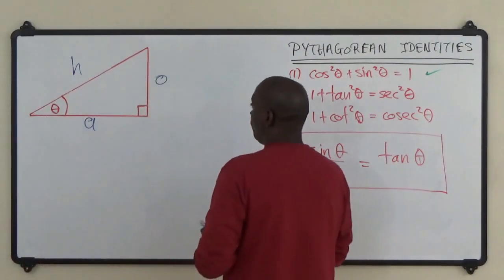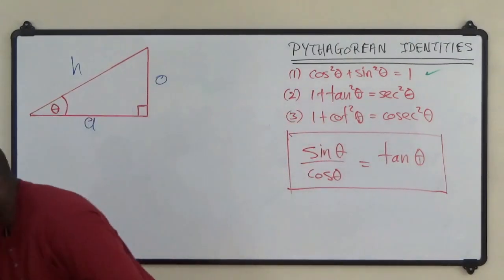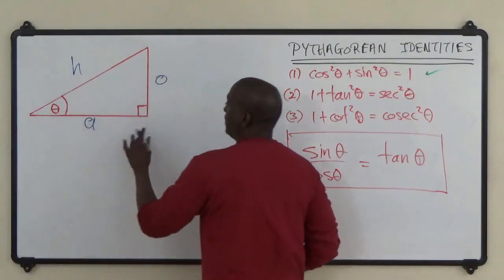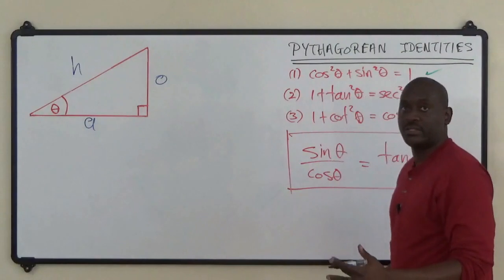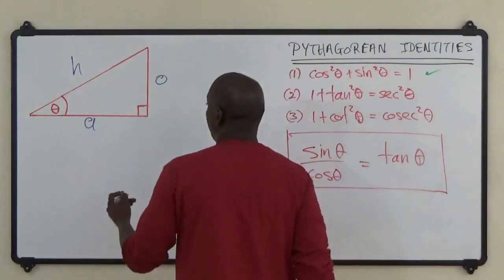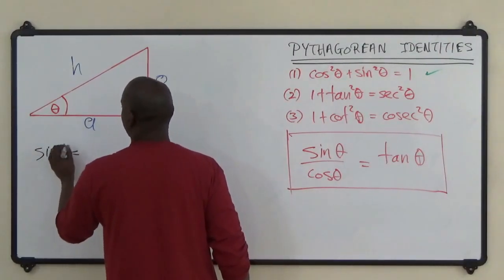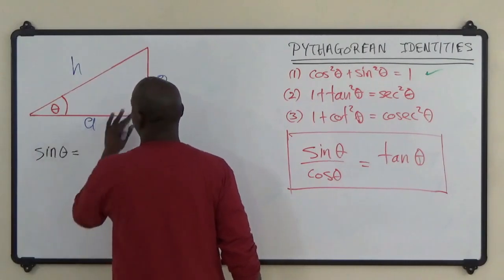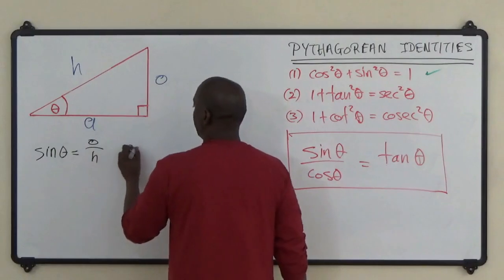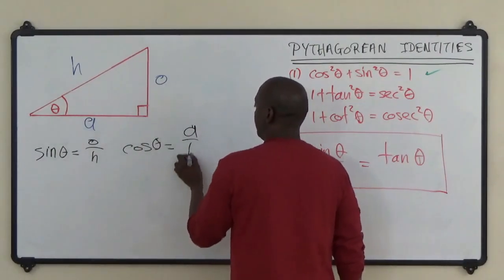All right? We know that over here, using the Pythagorean, we are using the right angle triangle. Hypotenuse, opposite, and adjacent. All right? We know that sine of theta is equal to, SOHCAHTOA, opposite over hypotenuse. All right? O over h. And we know that cosine of theta is equal to adjacent over h.